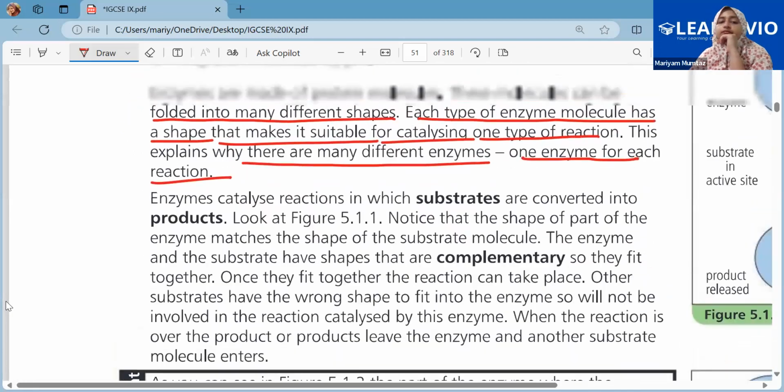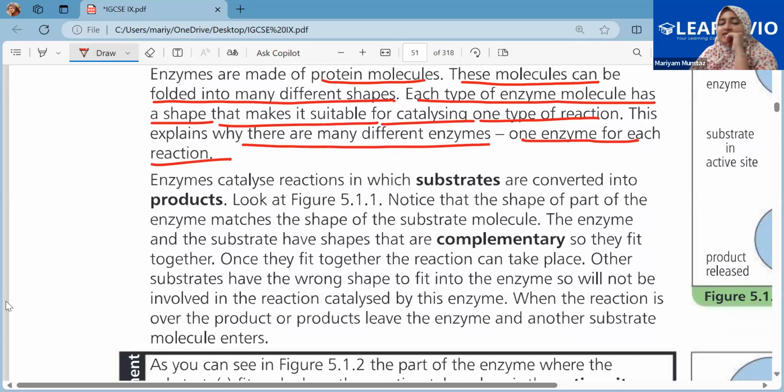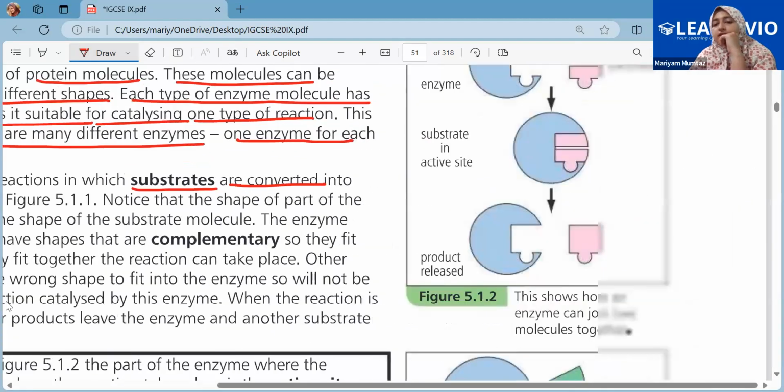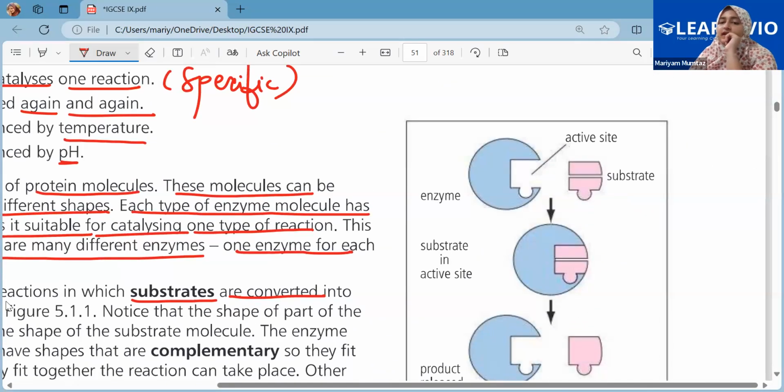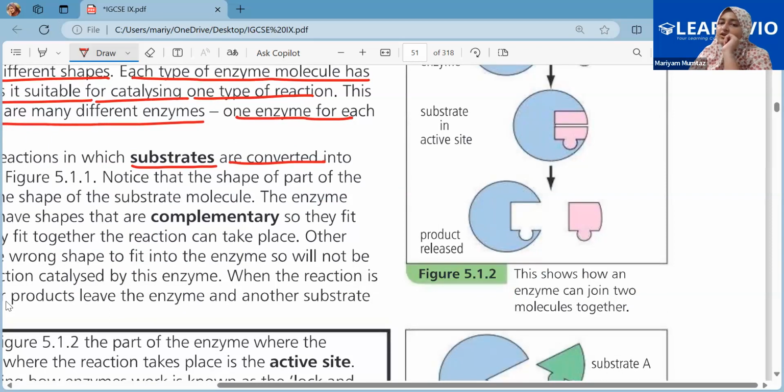Now, the enzyme catalyzes reactions in which substrates are converted into products. If you see here, for example, the active site is here and this is the substrate. Now, two substrates are going there and getting bound at the active site. The enzyme is acting on the substrates and joining them together, and then at the end, it releases the joined molecule. So the enzyme can break the molecule or it can join the molecule.